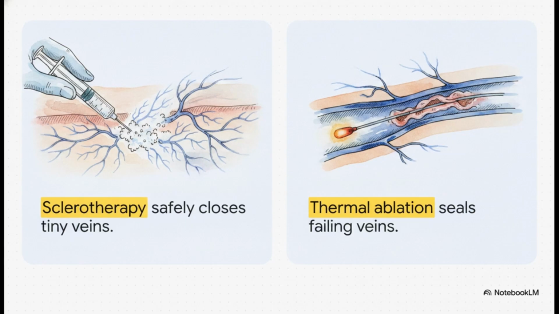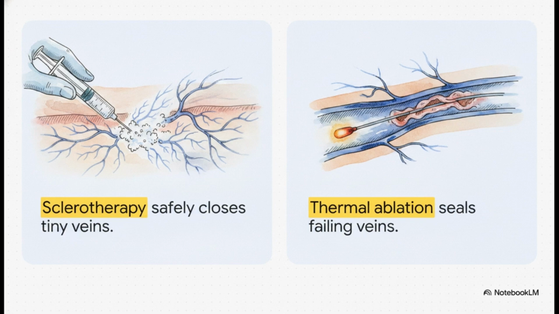But when conservative methods just aren't enough, we look to modern, minimally invasive procedures. Sclerotherapy involves injecting a solution directly into the tiny veins, causing them to safely close up. Then we have the really brilliant modern techniques, EVLA, endovenous laser ablation, and RFA, radiofrequency ablation. Guided by our trusty ultrasound, a tiny fiber or catheter is inserted into the vein. Heat from the laser or radiofrequency energy gently seals the failing vein shut from the inside. The body naturally absorbs it and smartly routes the blood to healthier deep veins.